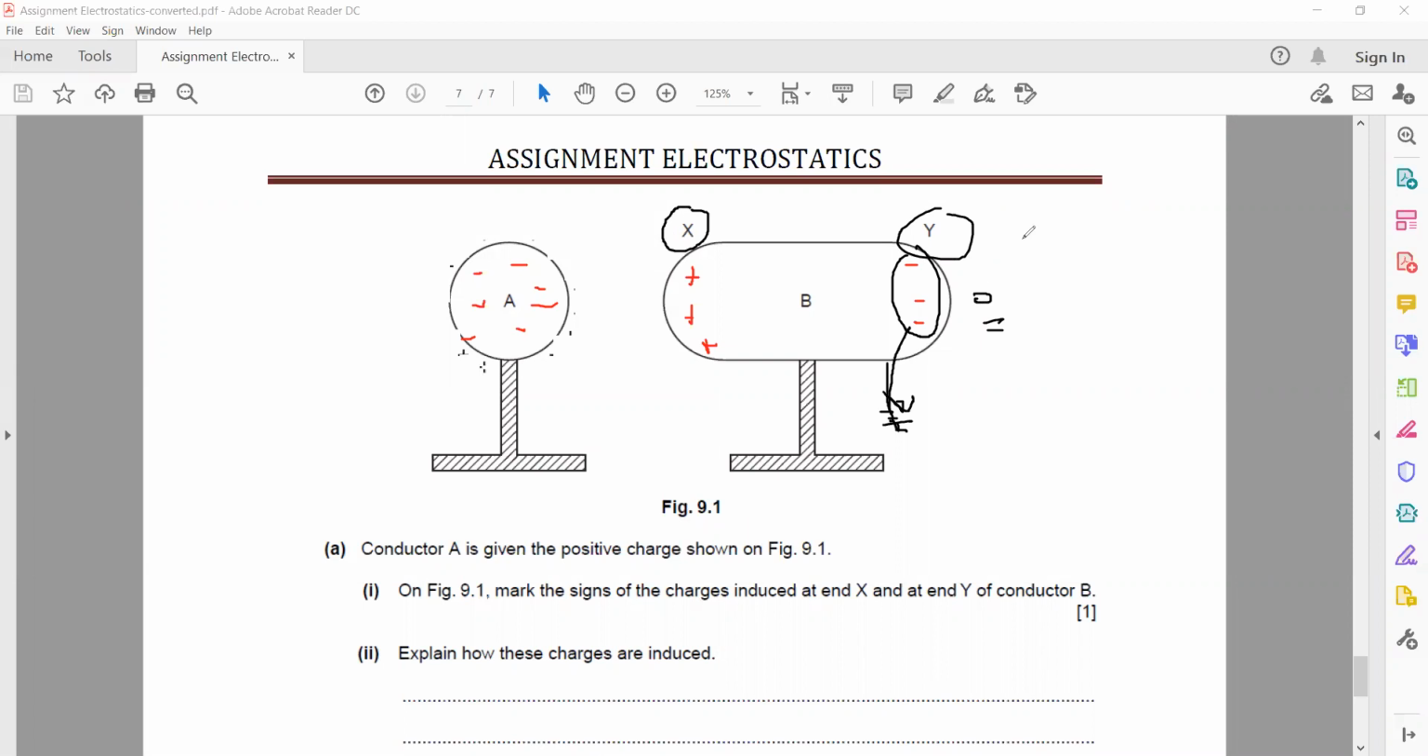Is it clear, the concept of electrostatics? We started with the concept of the charged atom. Then we can charge an object either by rubbing or by induction. And if we want to remove extra charge from the material, we can connect an earthing wire.